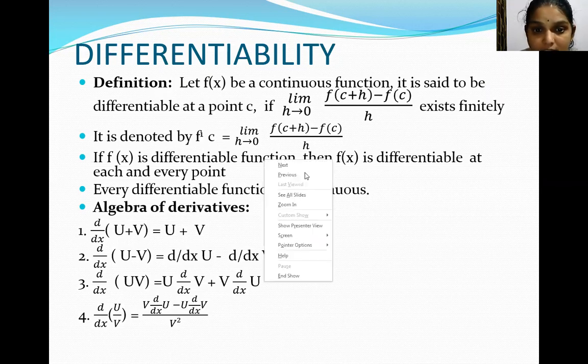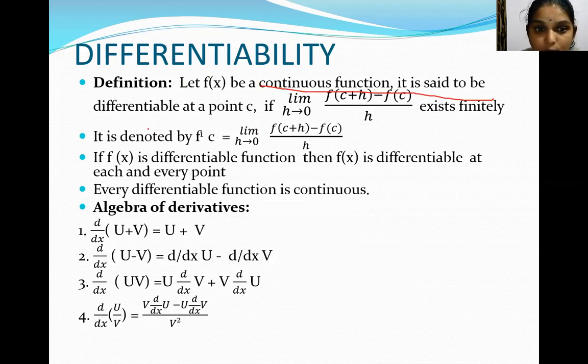Let y is equal to f of x be a continuous function and it is said to be differentiable at a point c if the limit of f of c plus h minus f of c divided by h, as h tends to 0, exists finitely.